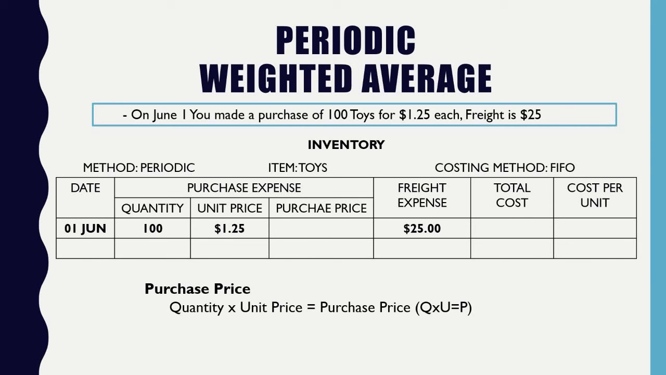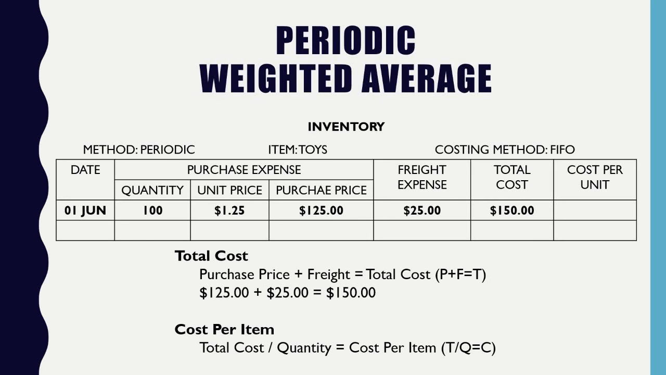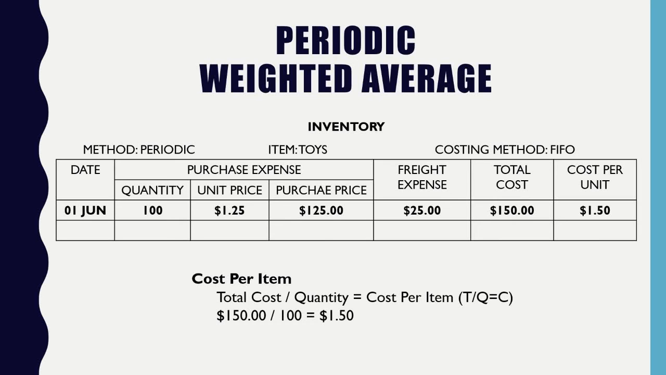Now we bring it to our table where we can do the proper calculations. So again, 100 times $1.25 gives you $125, plus your freight gives you a total cost of $150. Now this is where you can choose, because right now we only have one batch available. So here I'm going to calculate my cost per item, which is $1.50, because that is all I have and all I know.